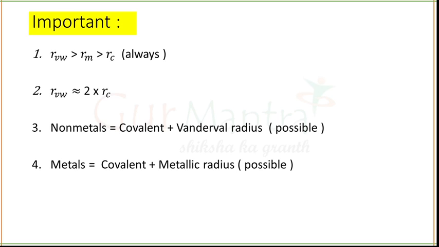Now this is a very important slide. You have to remember all the points of this slide. Number 1 point is van der Waals radius. Van der Waals radius is always greater than the metallic radius and covalent radius. Always. Second point is R van der Waals is equal to twice the covalent radius. Number third is in case of non-metals, covalent and van der Waals radius are possible. Both radii are possible. In case of metals, covalent and metallic radius are possible. You have to remember the points.